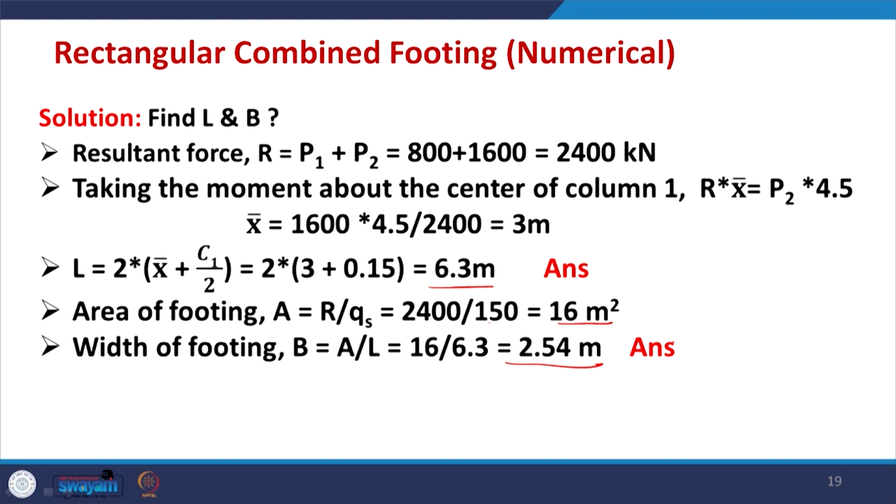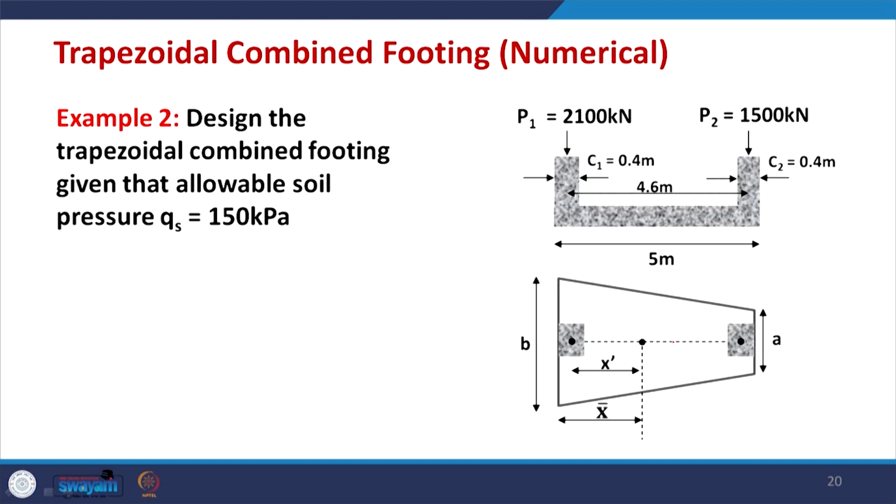Continuing with that, we have this example for trapezoidal combined footing. Again, a similar situation as in the last case. Here the load carried by the first column is larger than the second column, and there is a space limitation, and this space limitation in this case is for both columns, column 1 and column 2.